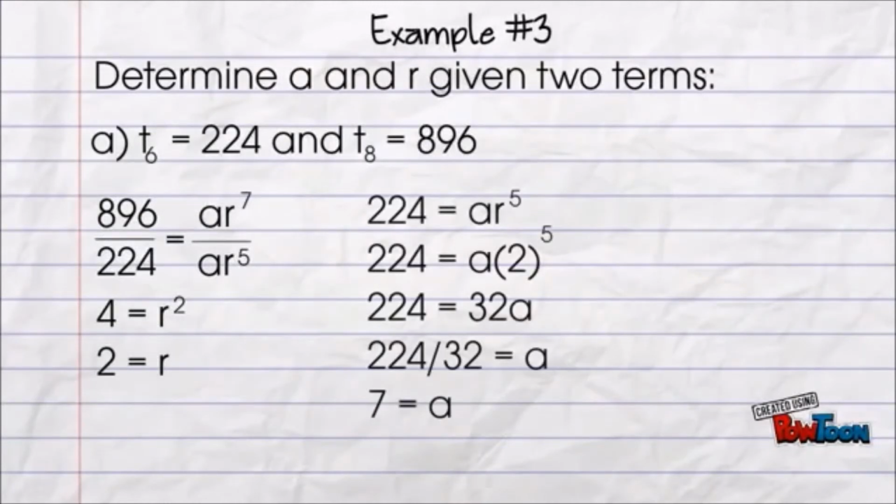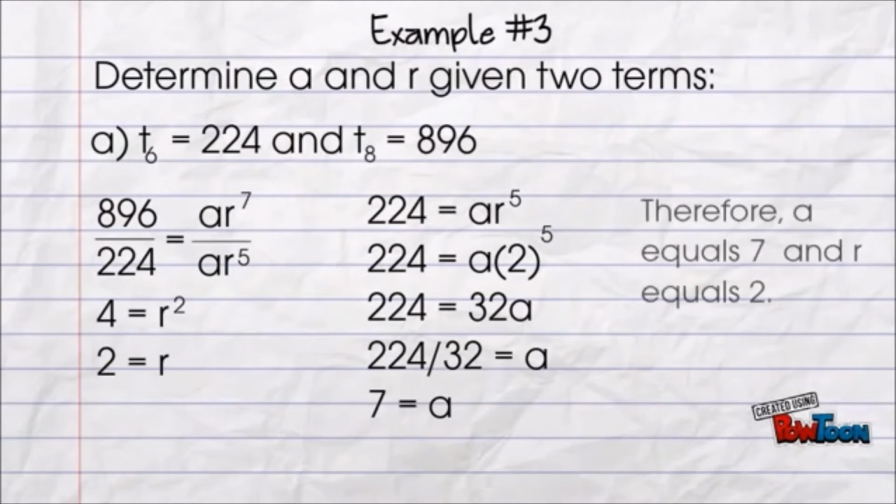Now we substitute the value of r into the previous formula we had, 224 equals ar to the power of 5, and from there we get the value of a, which is 7. Therefore, a equals 7 and r equals 2.